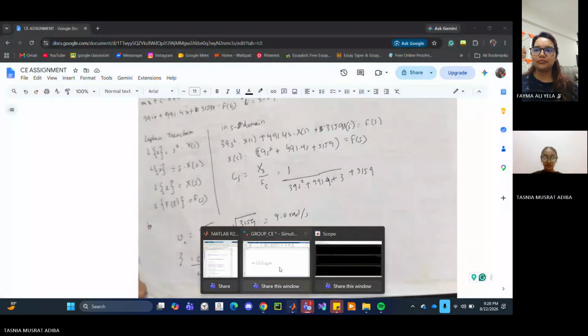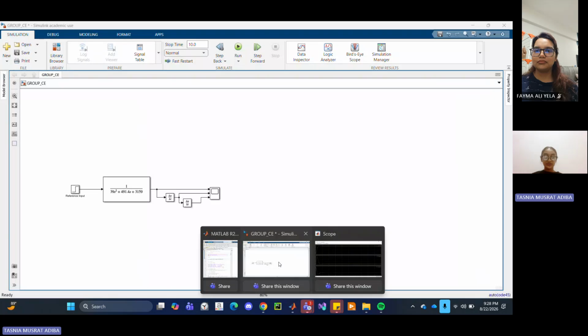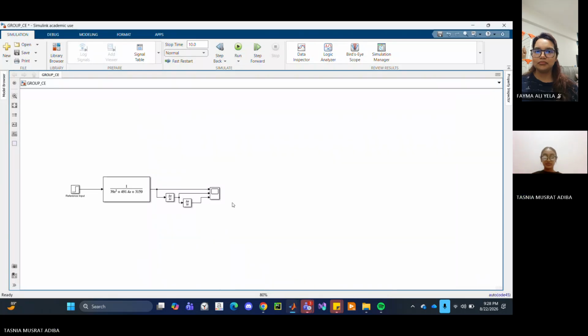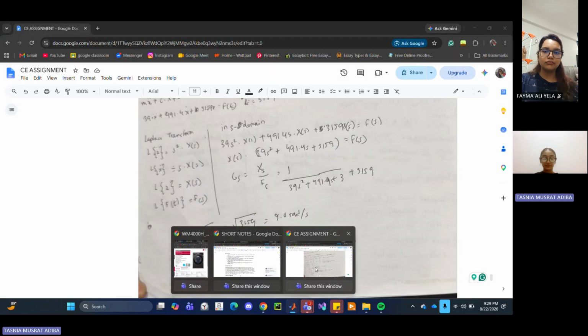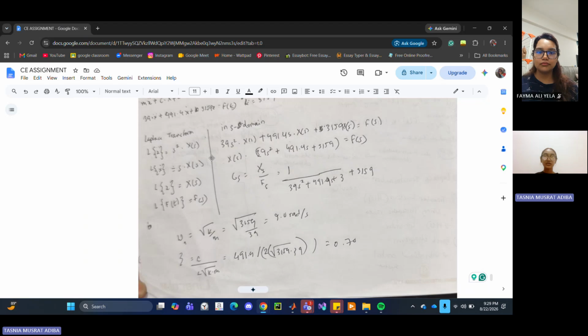So this is... I went with a domestic washing machine. My washing machine was the LG WM 4000 HWA. The transfer function is this. The derivation is here. So it was 39 kgs, and then we found the angular frequency and the zeta value.